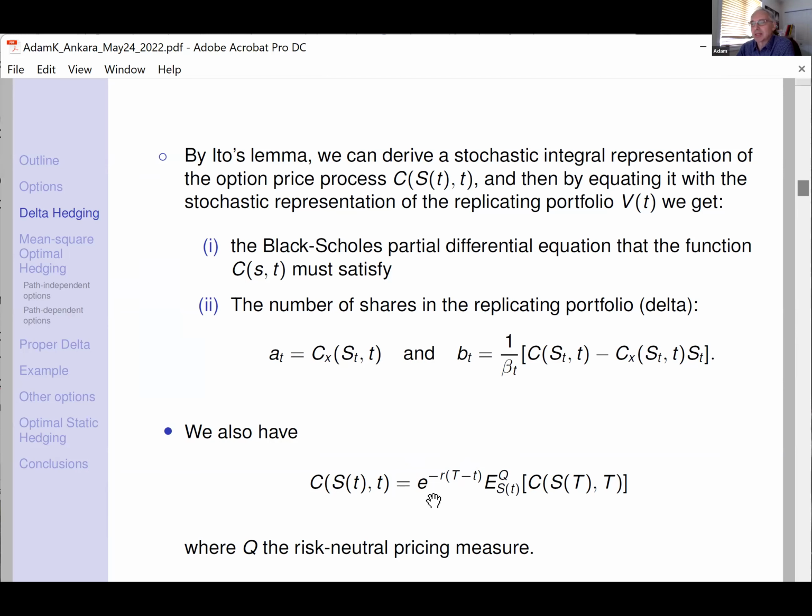Price of the option at any time can be represented as the discounted payoff. However, for this, you have to use a different measure Q, the so-called risk-neutral pricing measure. Again, I am mentioning this because we will be using both P measure and Q measure, and we'll be using this representation.